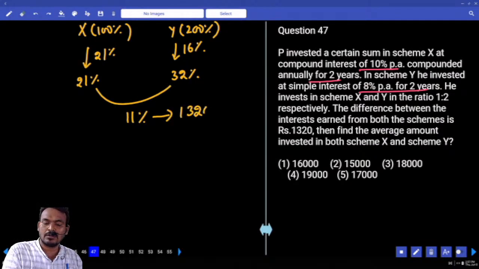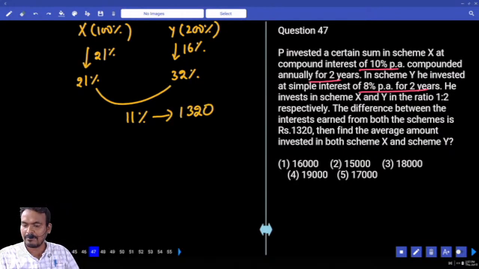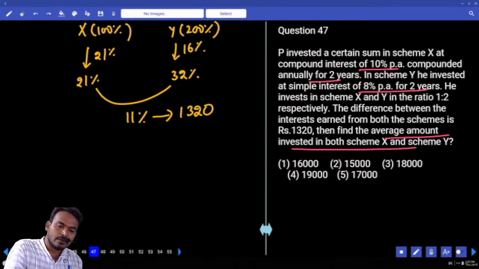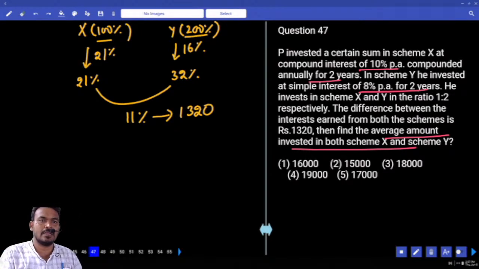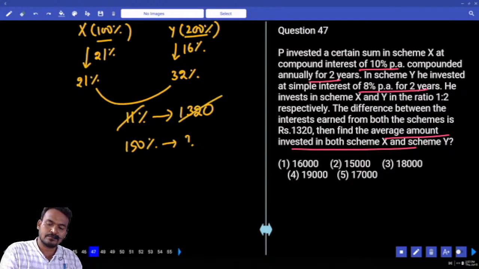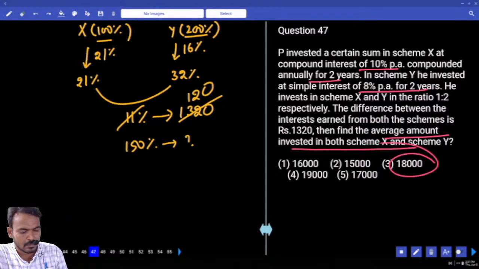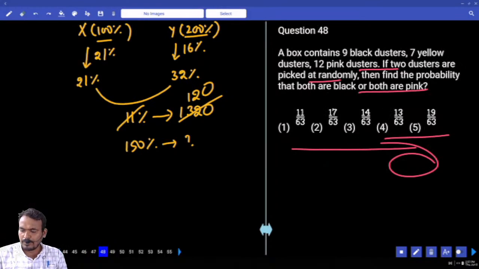1320. But we require the average amount invested in scheme X and Y. For the X investment 100, Y 200, sum is 300, average means 150. We require 150%. 11 how many times? 120 into 150, that is 18,000. Next question number 48.